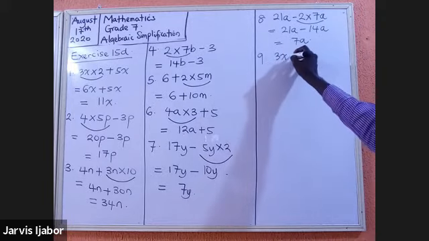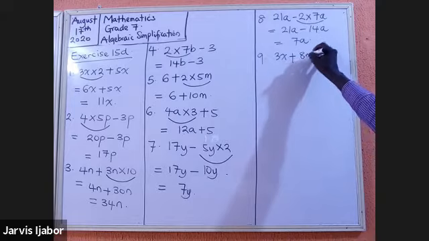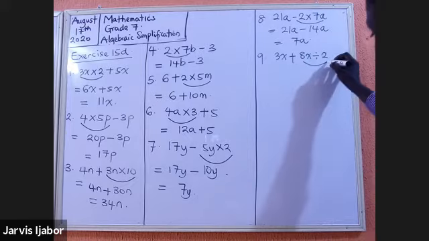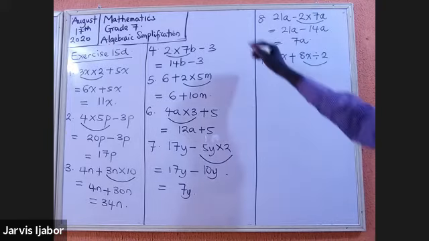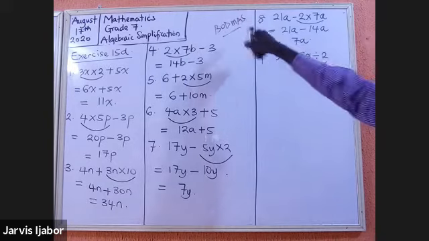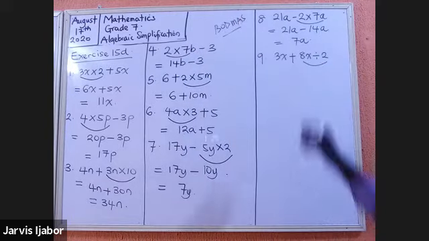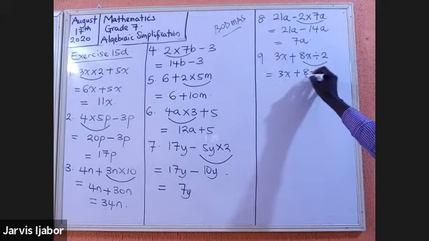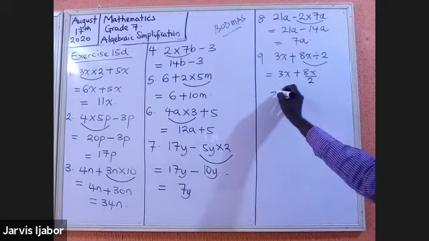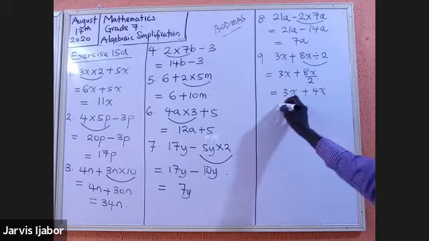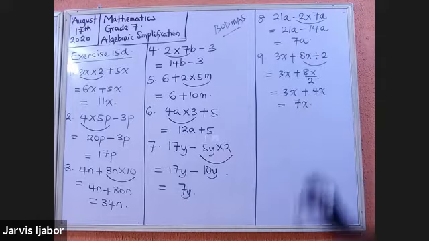3x plus 8x divided by 2. Here again, you will do division first by BODMAS. Look at it too. Division comes before addition or subtraction. So this will be equal to 3x plus 8x over 2. 3x plus what? 4x is equal to 7x.